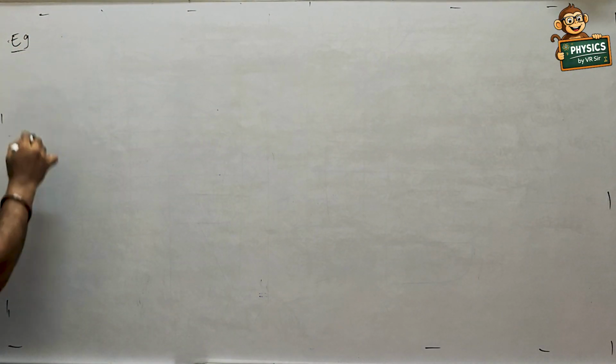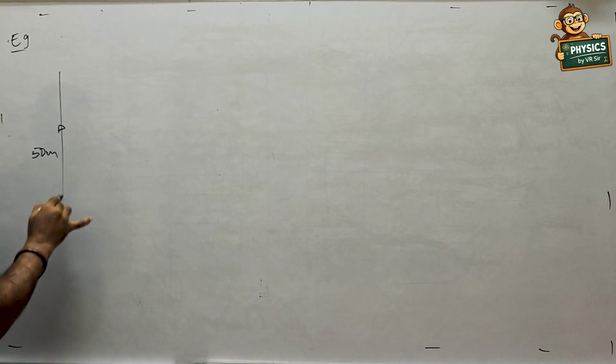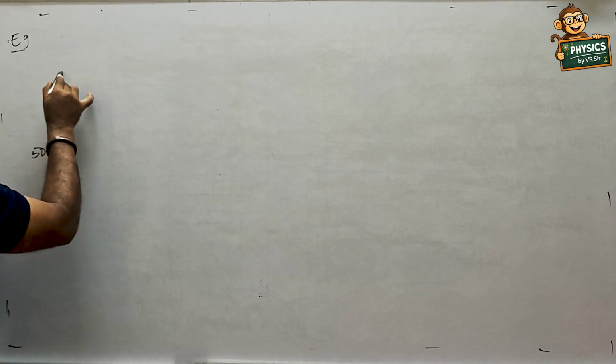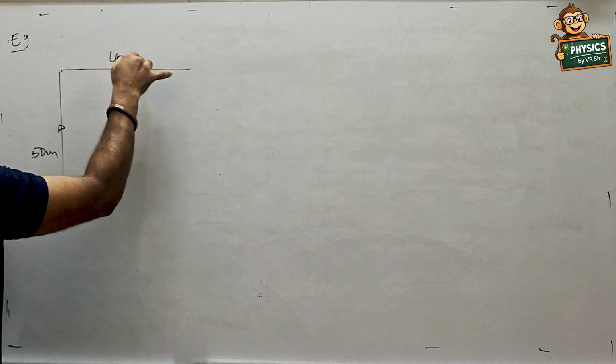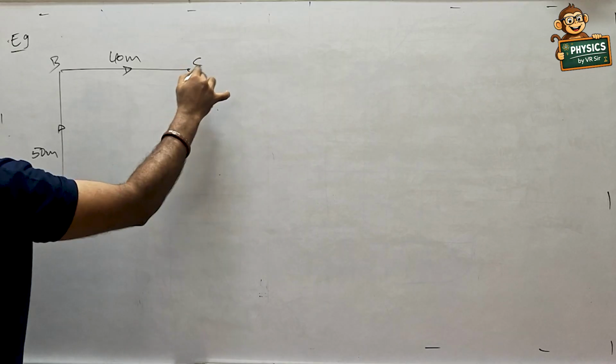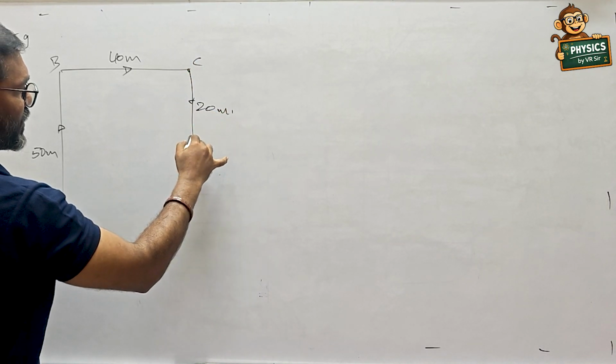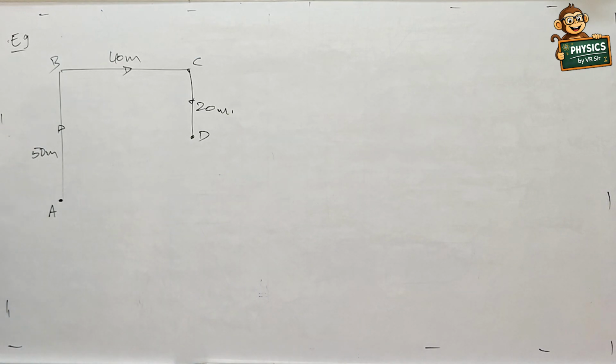The next example, one more example. Now an object has moved 50 meters. This is the starting point, this is A. Then this is 40 meters. This is B and this is C. And then 20 meters. This is D. Now this is the path, the journey the object moved.